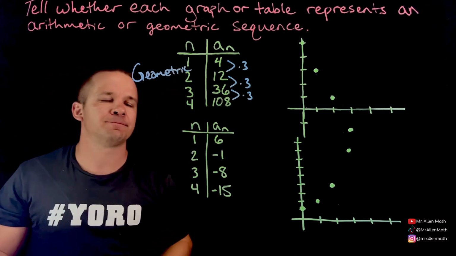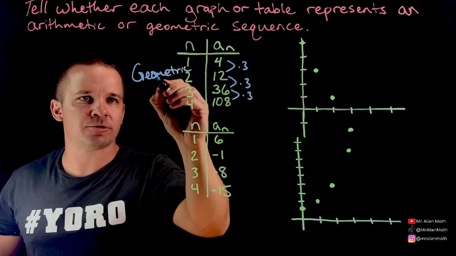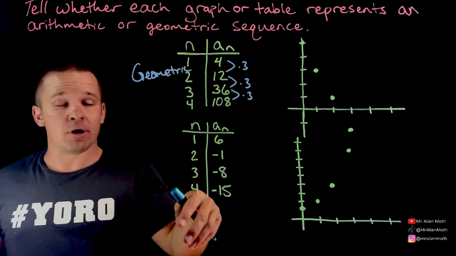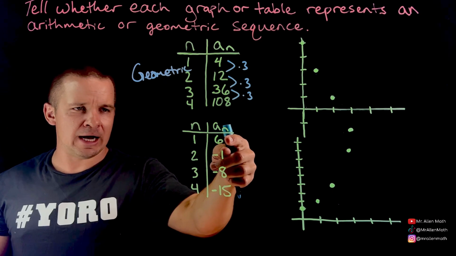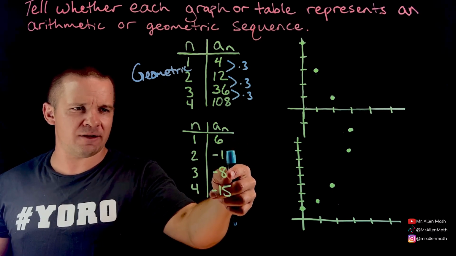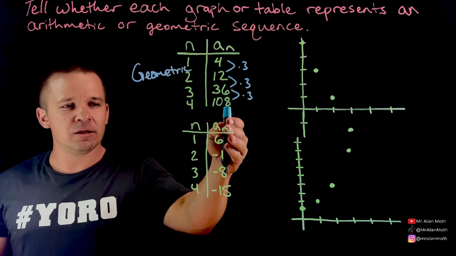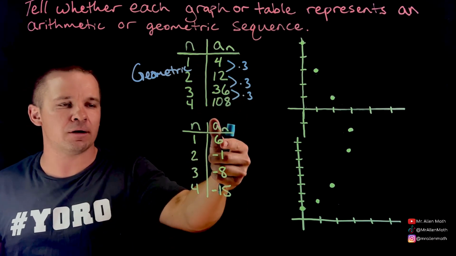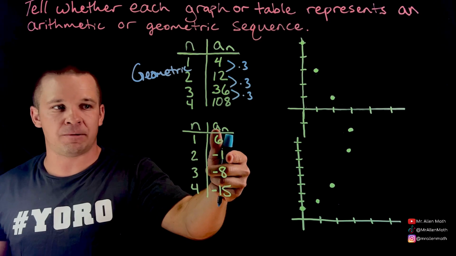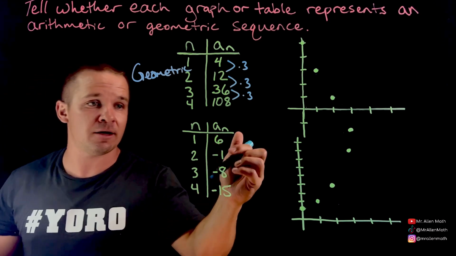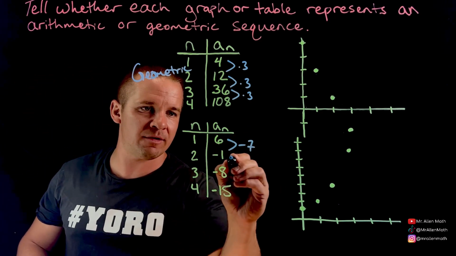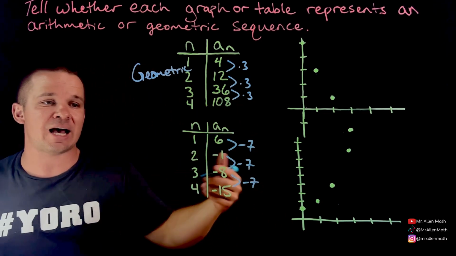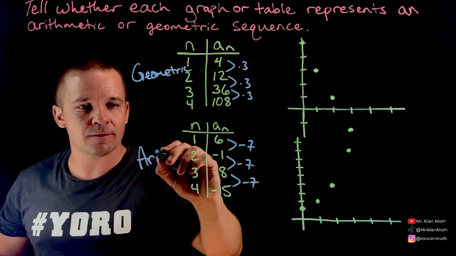Geometric. Next one. I have 1, 2, 3, 4. Let's look at these. 6 to negative 1 to negative 8 to negative 15. It looks like I am going down by a consistent amount. My numbers aren't changing drastically like we saw up here. Down by 7, down by 7 again, down by 7 again. So you can even write that as minus 7, minus 7, minus 7. I'll see a lot of people notating things like that. This is arithmetic.